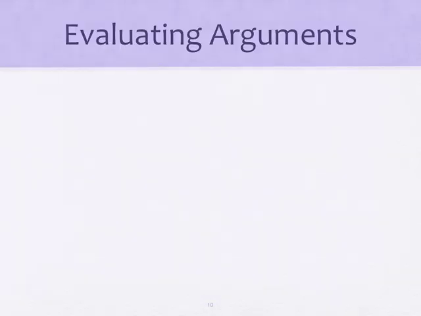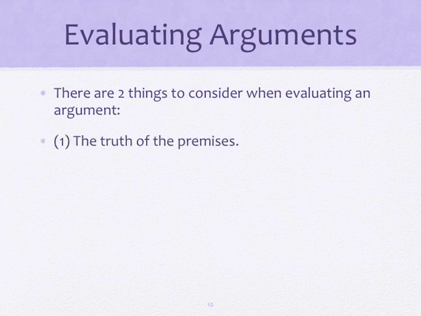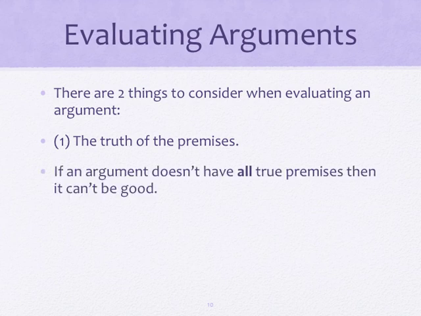Okay, let's talk about the evaluation of arguments. What makes them good or not? There are really two things that I think are the most important when you're evaluating arguments. Number one is whether or not the premises are true. If you're going to show that an argument doesn't work, then one of the ways to do it is to show that one or more of the premises is false. Because if an argument doesn't have all true premises, then it can't be good. Okay, that's the first thing to think about when you're evaluating an argument.